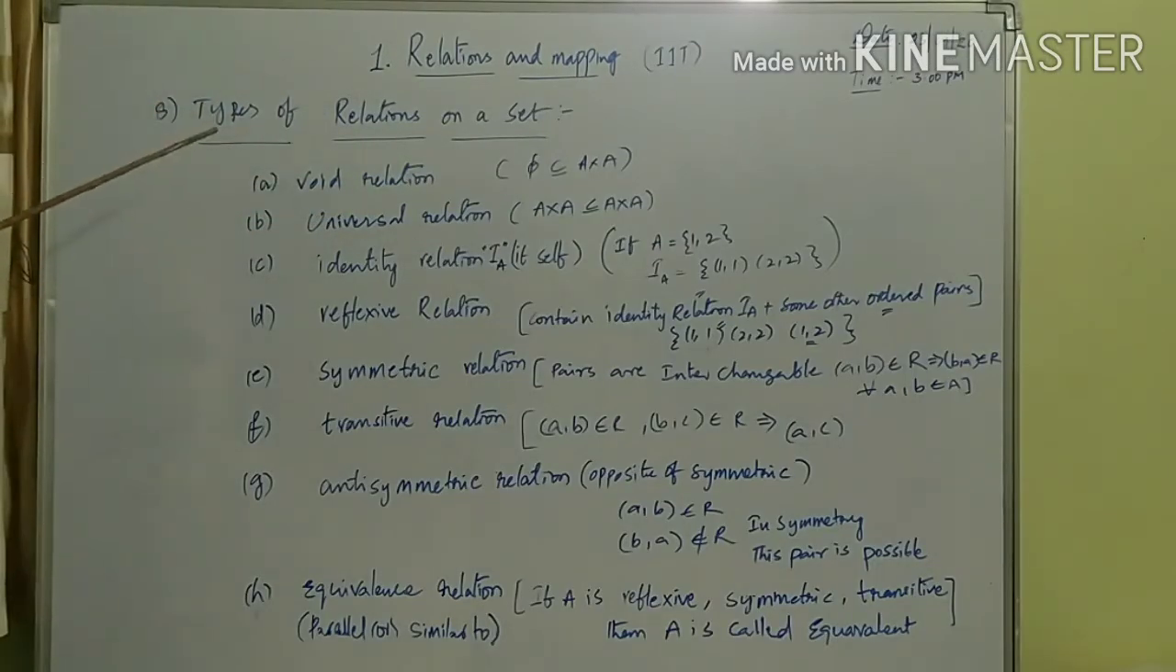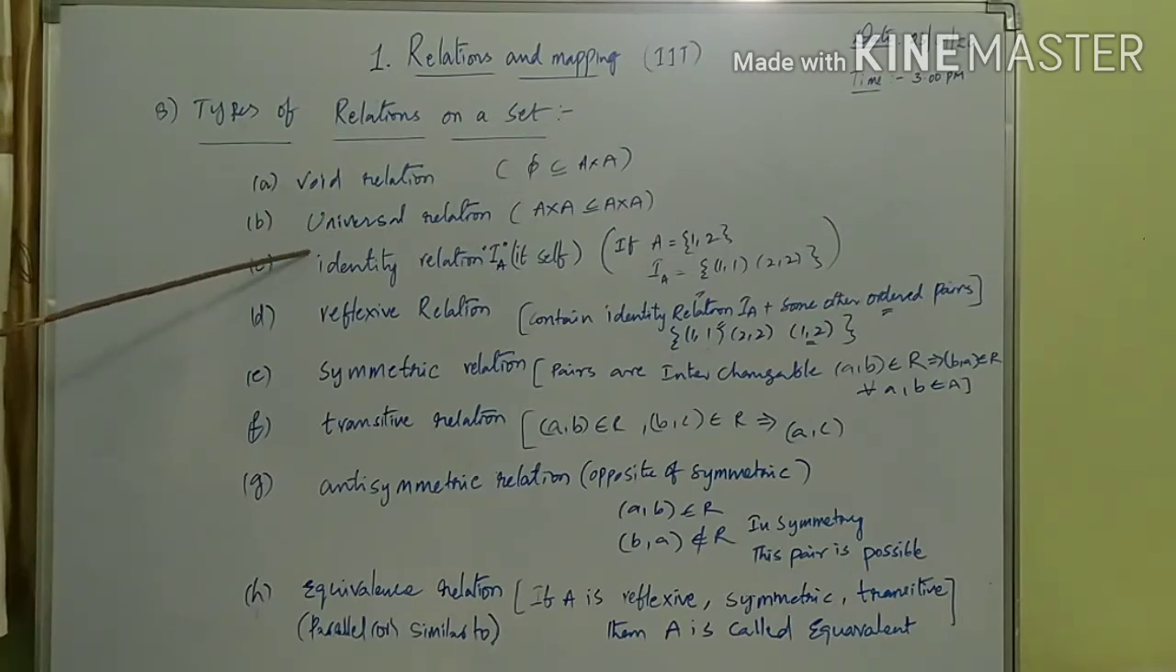Next, our topic is types of relations on a set. These are all relations from A to itself or some other set containing the same elements of A. Our first relation is the void relation. Phi means null set. It contains no elements. So phi is a subset of any set. It is also a subset of A cross A.